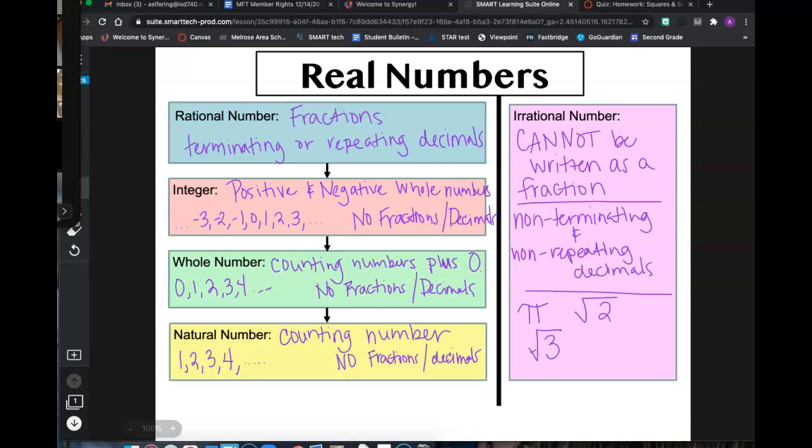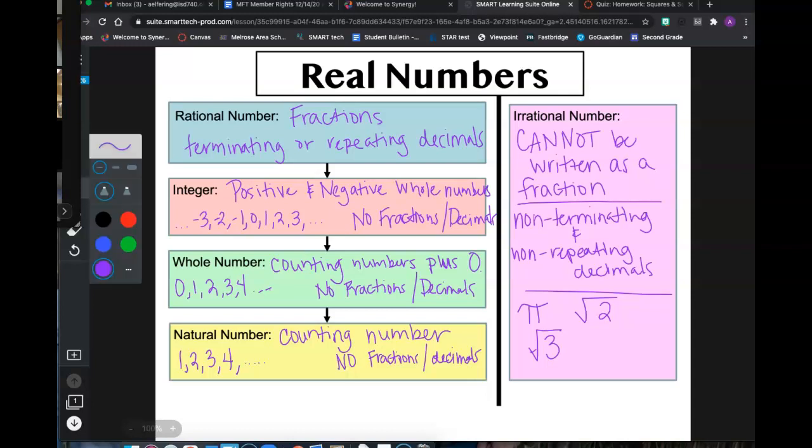Okay. Now you notice that some of these numbers show up in more than one category. All of these numbers, integers, whole numbers, natural numbers, they're all part of rational numbers. So let me give you some examples that we're going to write down.